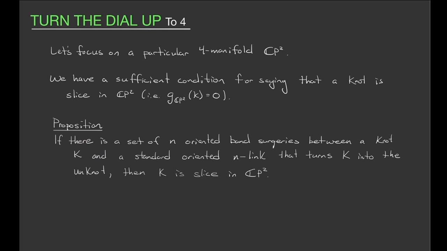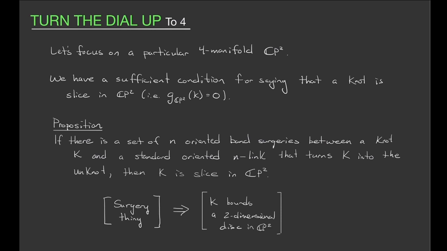It takes a little while to get used to, but at the end of the day, it's really diagram manipulation. And what you want to take away from this is essentially the following. Some surgery thing implies that K bounds a 2-dimensional disk in CP2. So what we're trying to do is find out which knots bound disks in CP2, since disks are the simplest surfaces that a knot could bound. Some knots won't be able to bound disks, so maybe their CP2 genus is 1, but some of them will bound disks, and you can't get smaller than that because that's just genus 0.